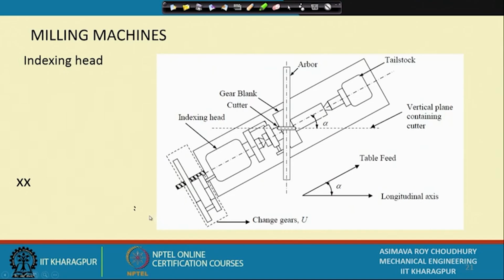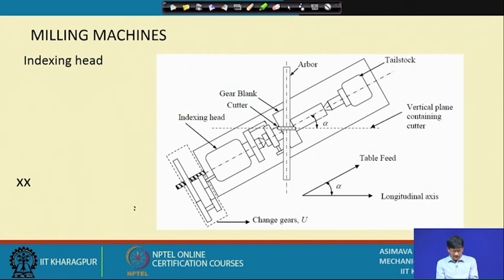This gives us, I will just discuss in brief, the possibility of using the indexing head and the universality of the milling machine, that means the ability to rotate about a vertical axis, to carry out a machining process called helical milling. What is helical milling? Helical milling means the application of the milling machine to cut a helix.